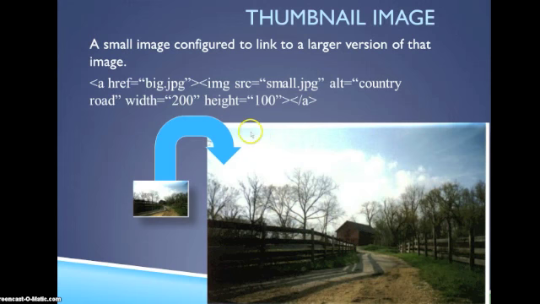A lot of times what you want to do to help speed up the loading of your web pages is to put small images on there. So here we have a small image. So image source, small.jpg, alt, country road. We give it a width and a height. And then we have an anchor reference there with the big JPEG. So when they click on this image, the larger image downloads.